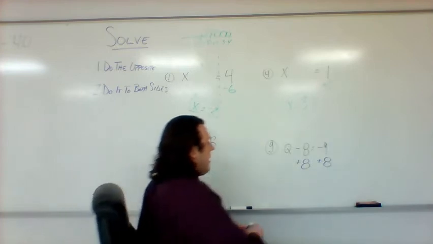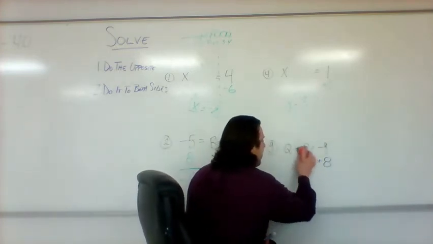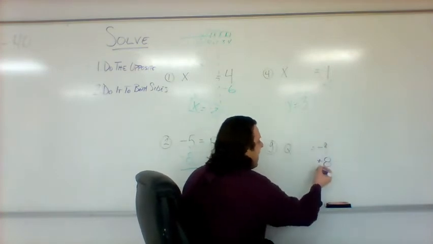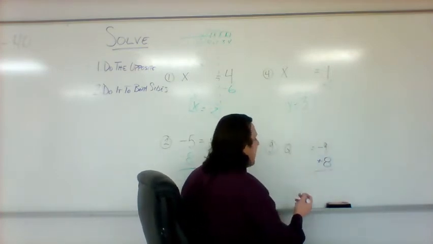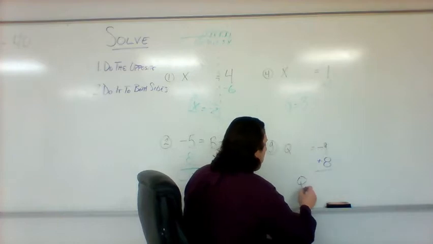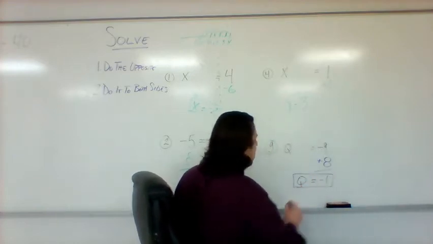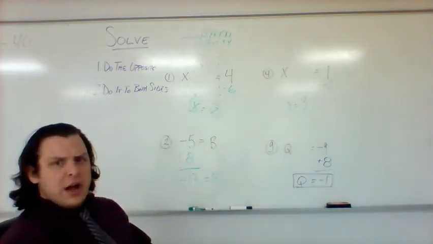And so I can cancel my opposites. -8 plus 8 cancel. And I need to use -9 plus 8. You can use your calculators or a number line. You should get q is equal to -1.